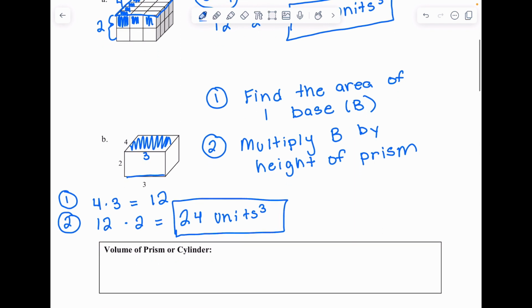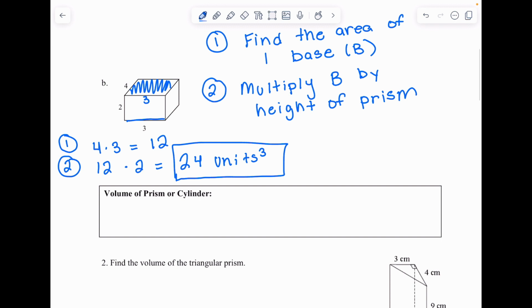So let's write down this formula. Volume of a prism or cylinder is the area of the base times the prism height.